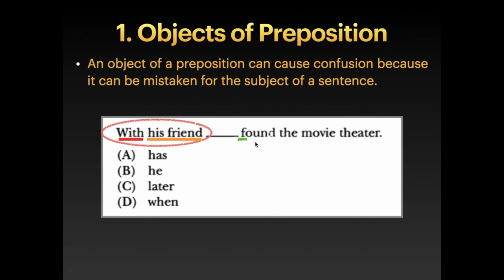So we know that we have a verb, we need one subject. Which option can we use? Letter B, porque nos da el sujeto he. With his friend, he found the movie theater.